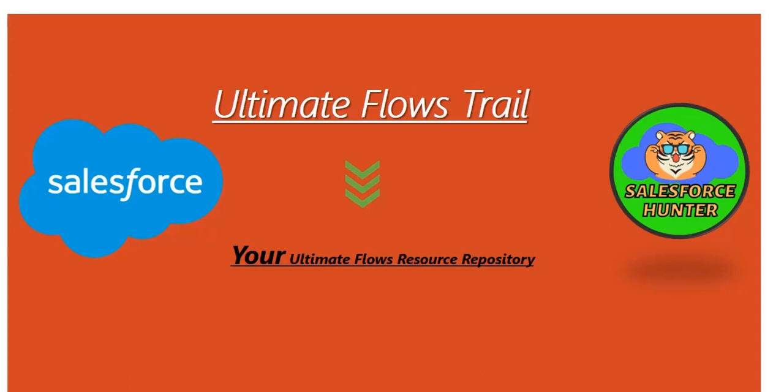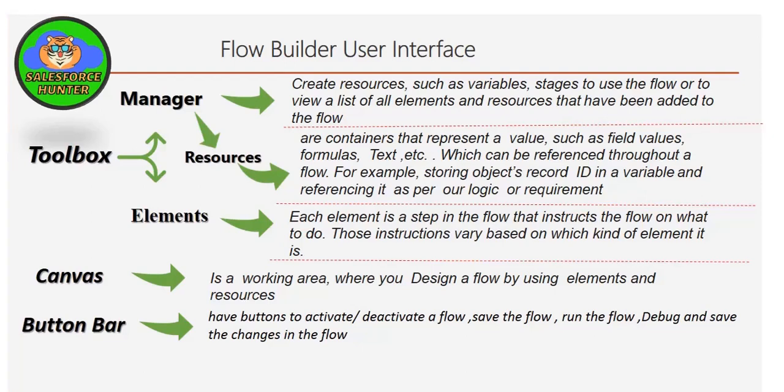So let's start. Whenever you open Flow Builder, you will see three things: toolbox, canvas and button bar. Toolbox has two things: manager and elements. Now let's look into manager. So what does a manager do? Manager is used to create resources, which we will look into in a while, just wait.